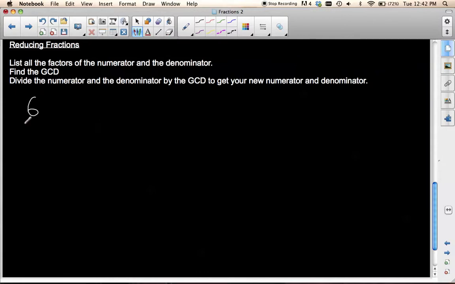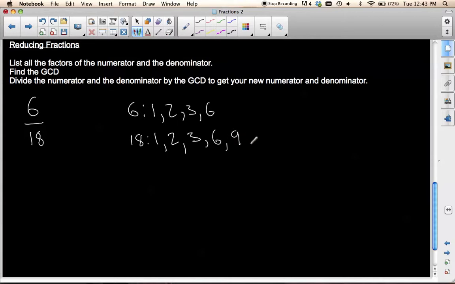So if we look at 6 over 18 as an example, if we list the factors of 6, well, the factors of 6 are 1 times 6 gives us 6, 2 times 3 gives us 6, 3 times 2 gives us 6, and finally we have 6 times 1 gives us 6. Those are all the factors of 6. And if we go through the factors of 18, well, 1 times 18 gives us 18, 2 times 9 gives us 18, 3 times 6 gives us 18, 6 times 3 gives us 18, 9 times 2 gives us 18, and 18 times 1 gives us 18.